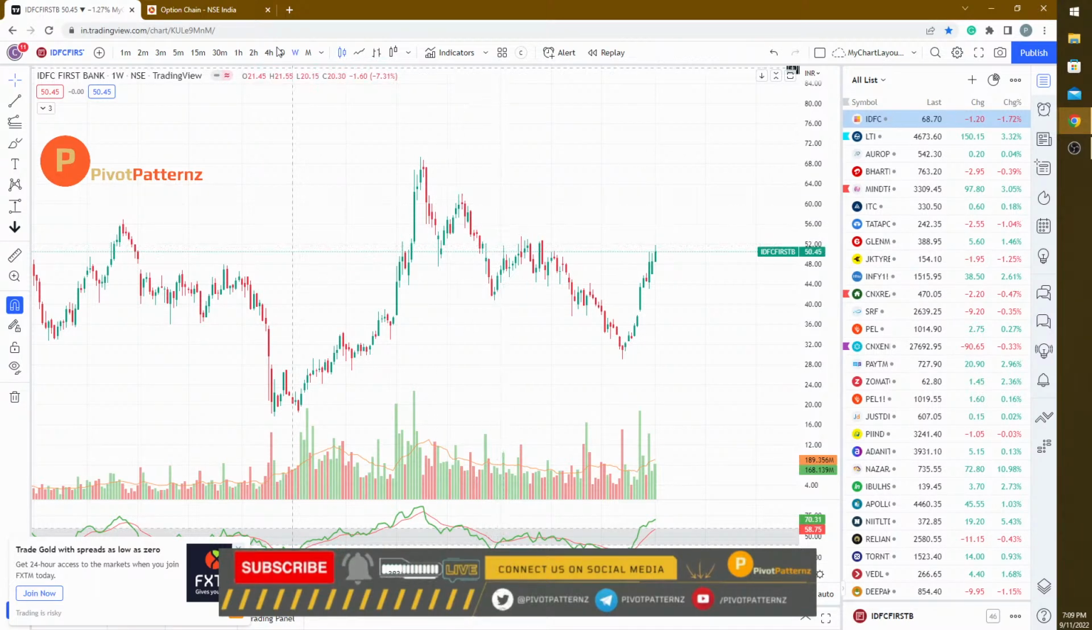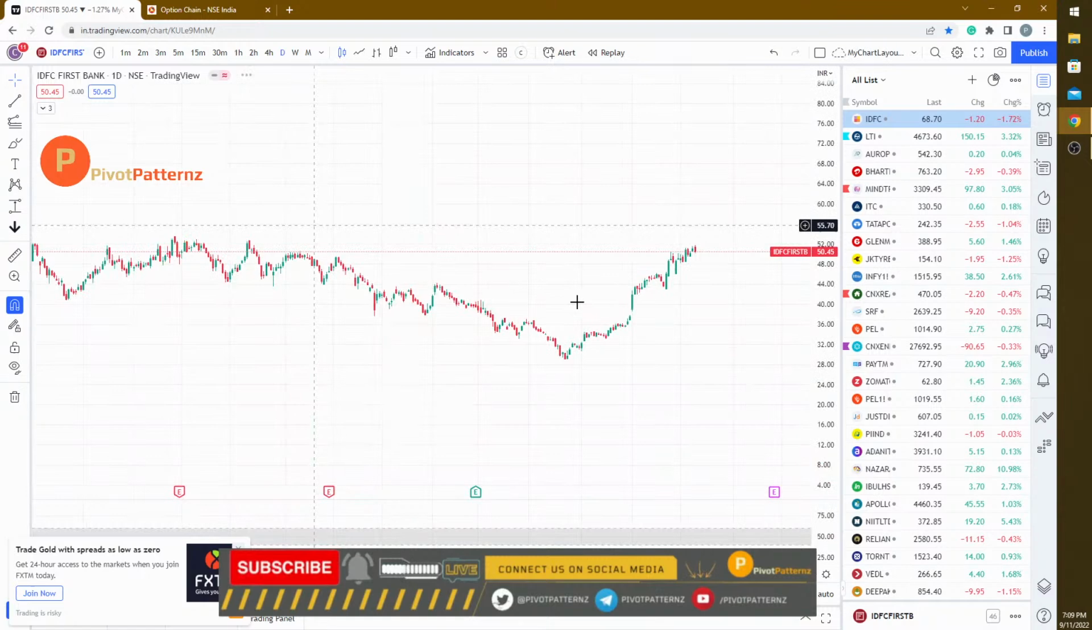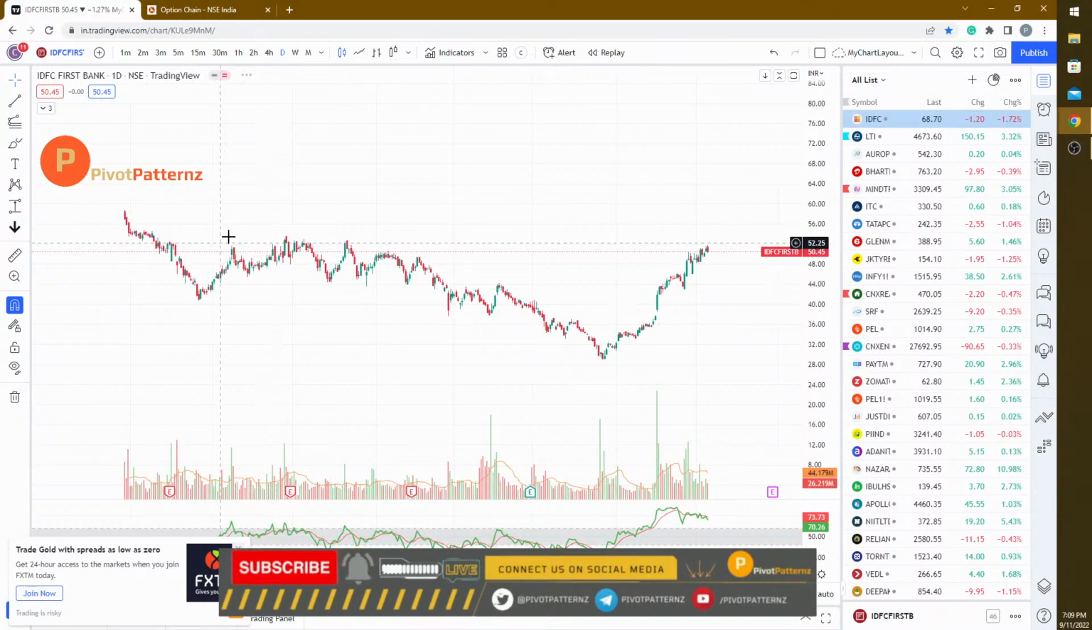IDFC First Bank. Clearly a good rally on the weekly. If you see, it has run from the support, but it has already reached the resistance. If you go to daily, you can clearly see a wave, right? So holding a call is not a wise idea, to be very honest.